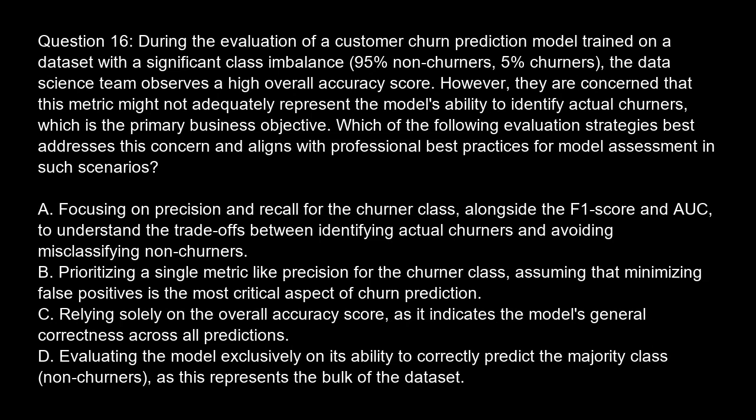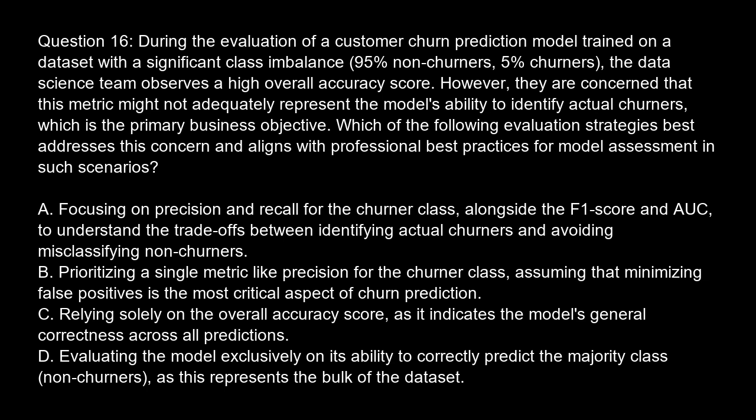Question 16. During the evaluation of a customer churn prediction model trained on a dataset with a significant class imbalance, 95% non-churners, 5% churners, the data science team observes a high overall accuracy score. However, they are concerned that this metric might not adequately represent the model's ability to identify actual churners, which is the primary business objective. Which of the following evaluation strategies best addresses this concern and aligns with professional best practices for model assessment in such scenarios?